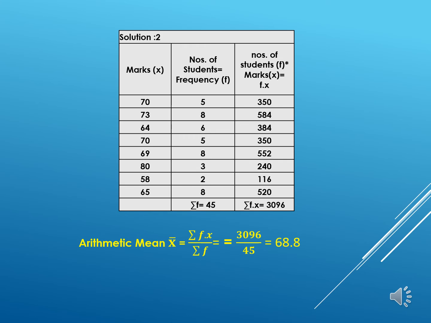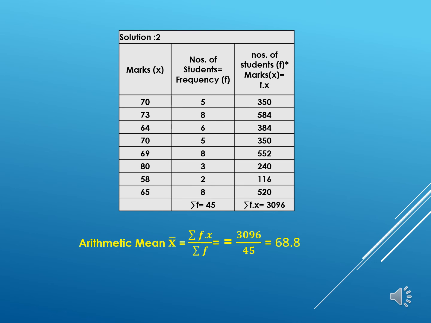In the second column, write down the frequencies corresponding to each mark. For mark 70, the frequency f, that is the number of students, is 5. For mark 73, frequency is 8. For mark 64, frequency is 6. For mark 70, frequency is 5. For 69, 8. For 80, 3. For 58, 2. And for mark 65, frequency is 8.